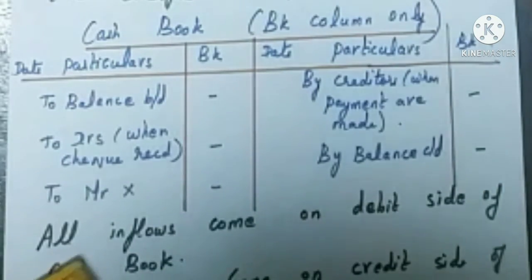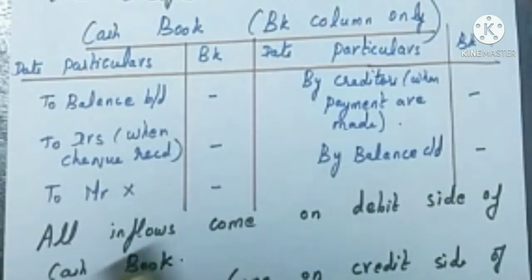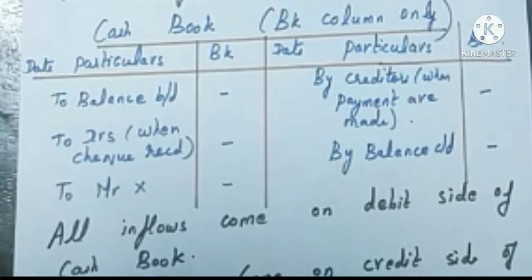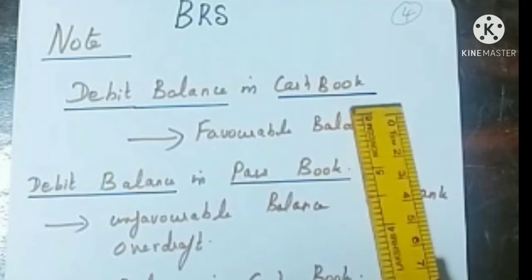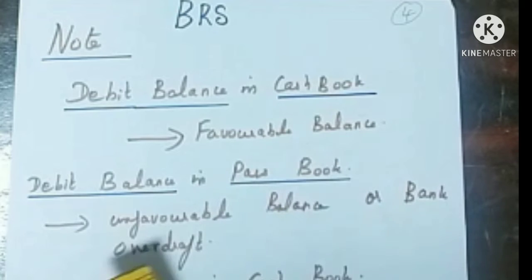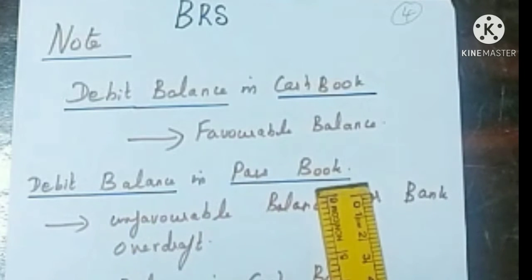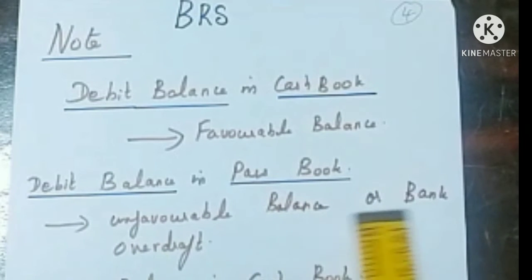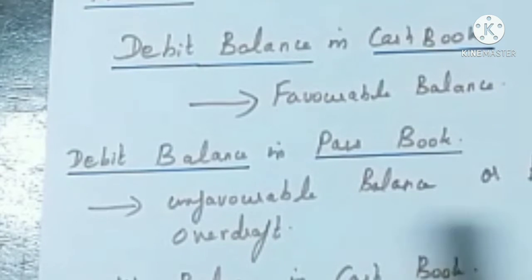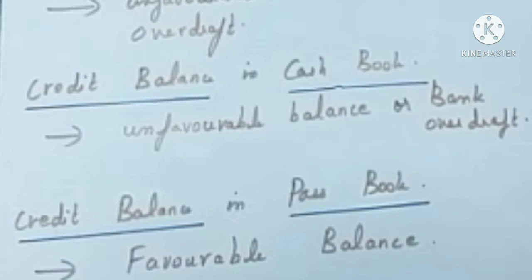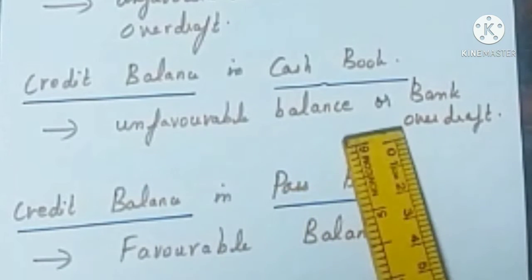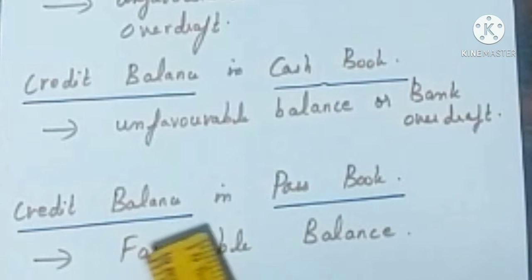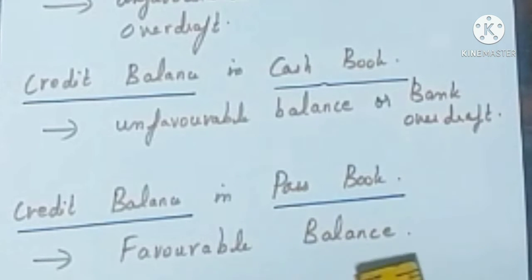In short, all inflows come on the debit side of the cash book, all outflows come on the credit side of the cash book. Very important thing in BRS: debit balance in cash book means favorable balance. Debit balance in passbook means what? Unfavorable balance or bank overdraft. Credit balance in cash book means unfavorable balance or bank overdraft. Credit balance in passbook means favorable balance.